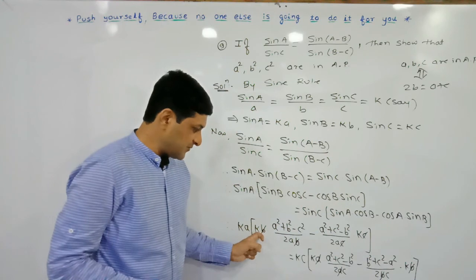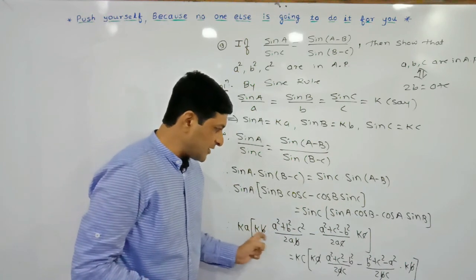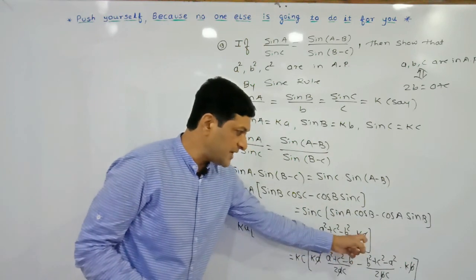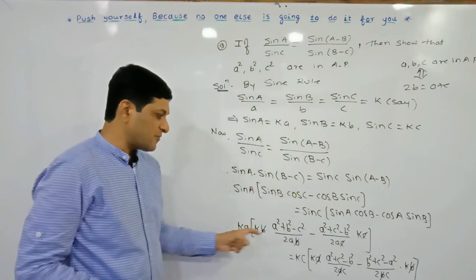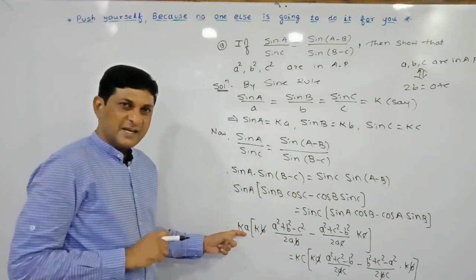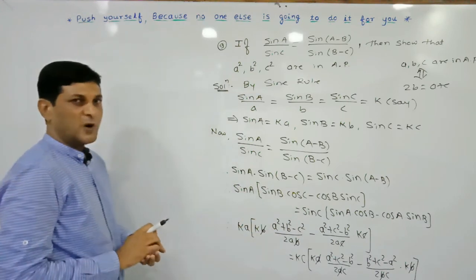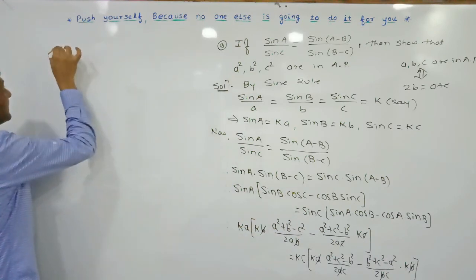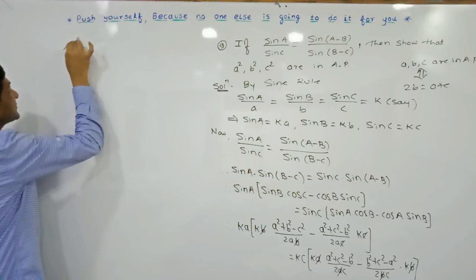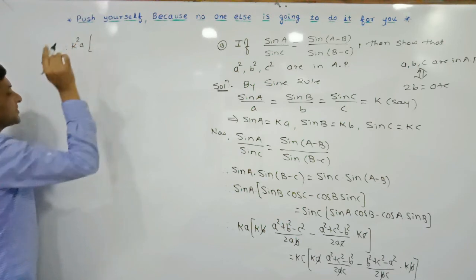Observe here from this we are able to take K common, and here also we are able to take K common. If we are taking K common from both the terms, so here we will get K square A. If we are taking K common, so K into this K will become what? K square. So outside the bracket what we will get here? K square A.